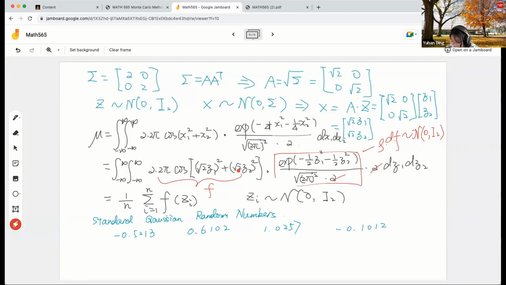Very similar, right? Let's just consider what we did before. Like this, mu hat 2 is 1/2. Plug this inside, so you will have this is 4 pi. Let's put 4 pi outside. And this is root 2 times the first one, negative 0.5213, and this whole thing squared, plus root 2 times 0.6102, the whole thing squared.